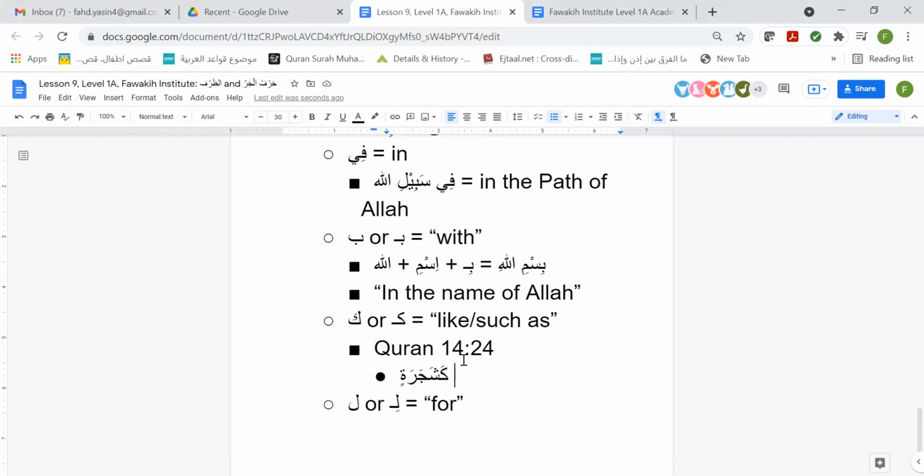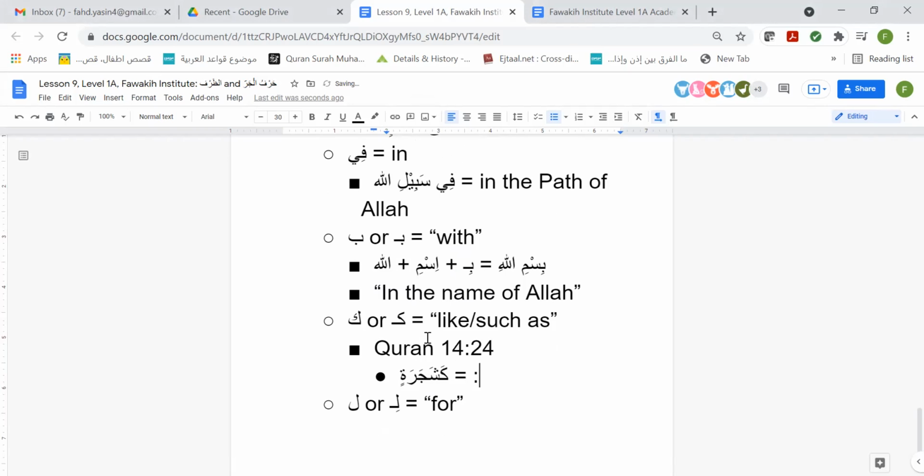The ayah is talking about, do you not see how Allah compares a good word to a good tree? Kashajaratin tayyibatin is what we're interested in. It means like a good tree. Its root is firm but its branches reach the sky. That's fine. I'm not worried so much about the rest of the translation. I would like to just focus on this part right here.